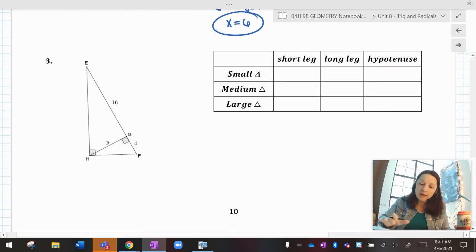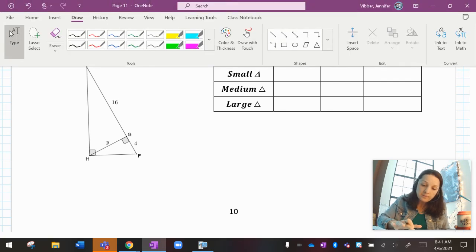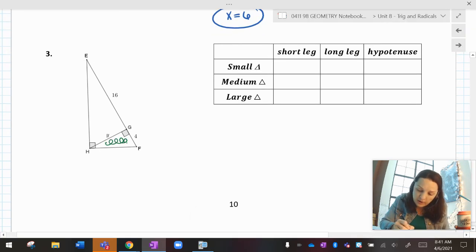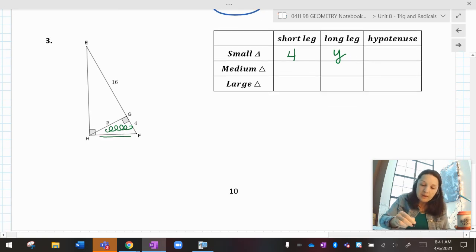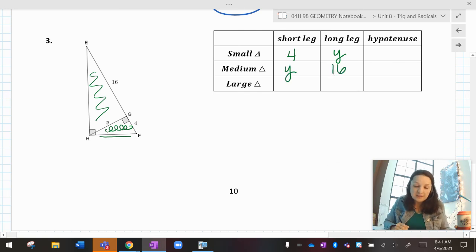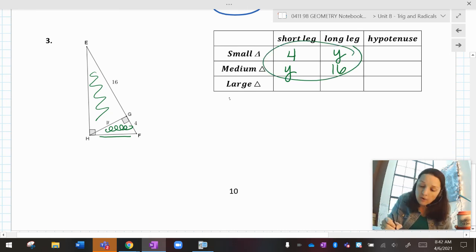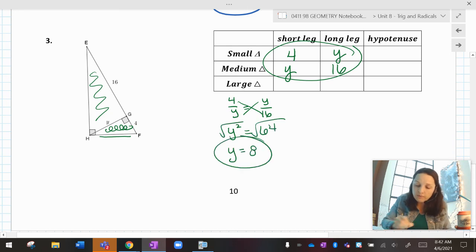Okay. And last but not least, number 3. Here's my baby triangle. In my small triangle, the short leg is 4, the long leg is y, and my hypotenuse is not marked. In the medium triangle, the short leg is y, the long leg is 16. I'm just going to stop writing because I realize I have everything I need. 4 over y equals y over 16. Cross multiply, y squared is 64. And the square root of 64 is 8. That's all I need.